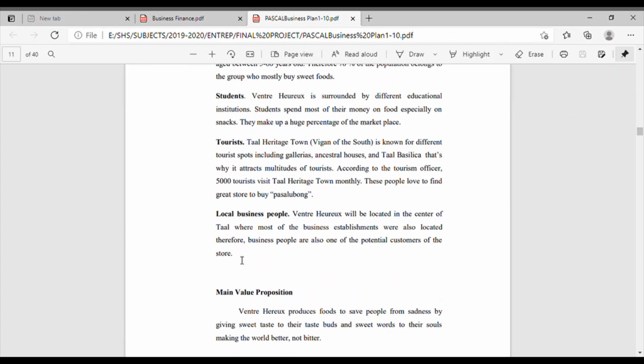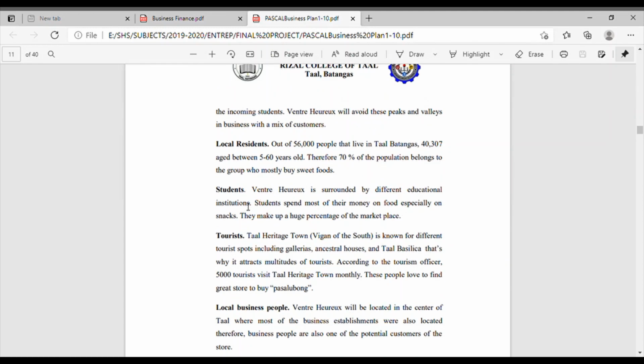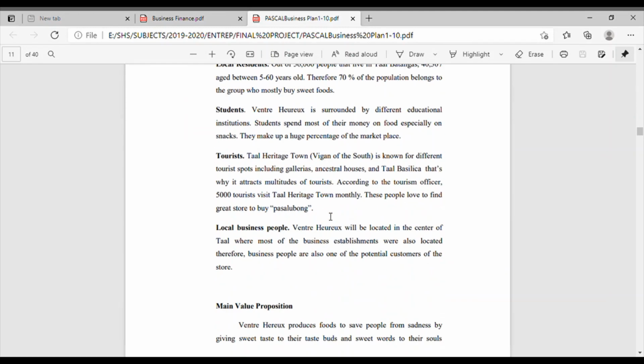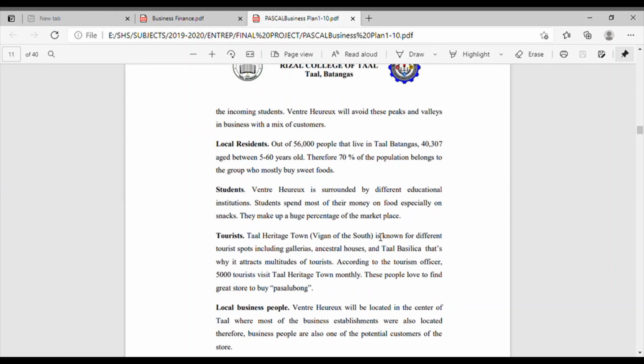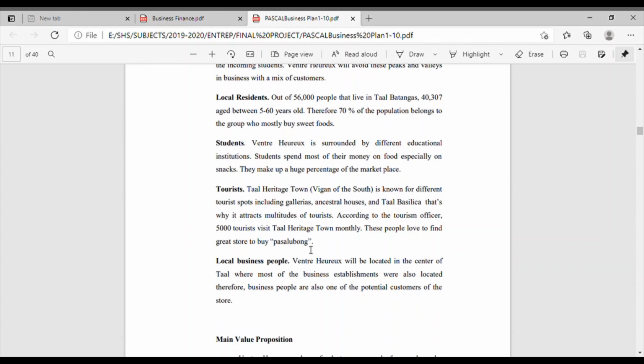So these are supporting articles or researches para dun sa mga group of customers na napili nila. So ganun lang kadali, hindi nila kailangan ng survey, pero yung mga published articles, and then nagtanong-tanong din sila. According to the tourism officer, nagtanong sila sa municipality na 5,000 tourists daw yung nag-visit sa Taal Heritage monthly. So, yun yung kanilang mga supporting details.